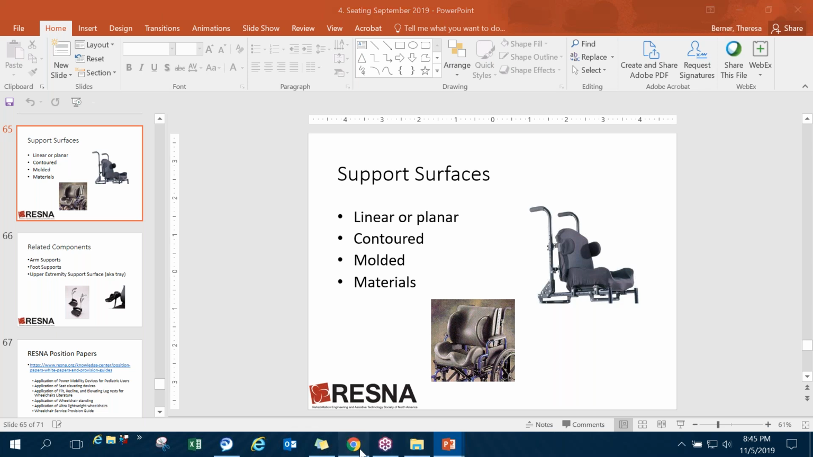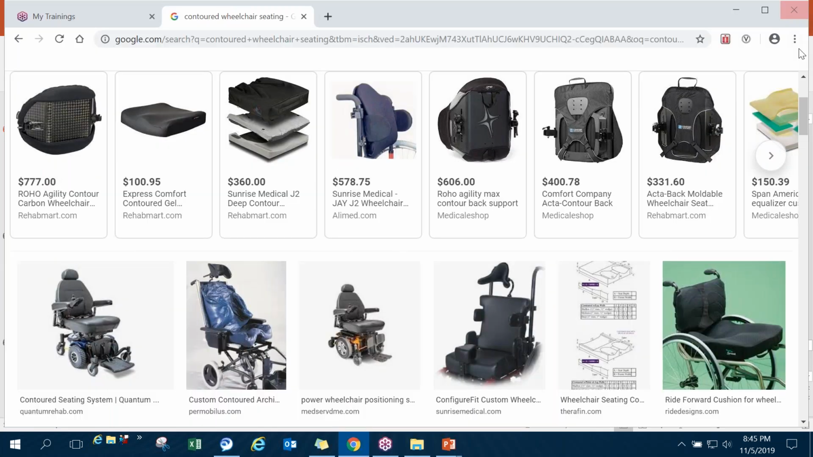Okay, it's 8:45. I want to go back to when I was rambling when you couldn't see anything. Can you guys see my screen okay now? I think you can see it.